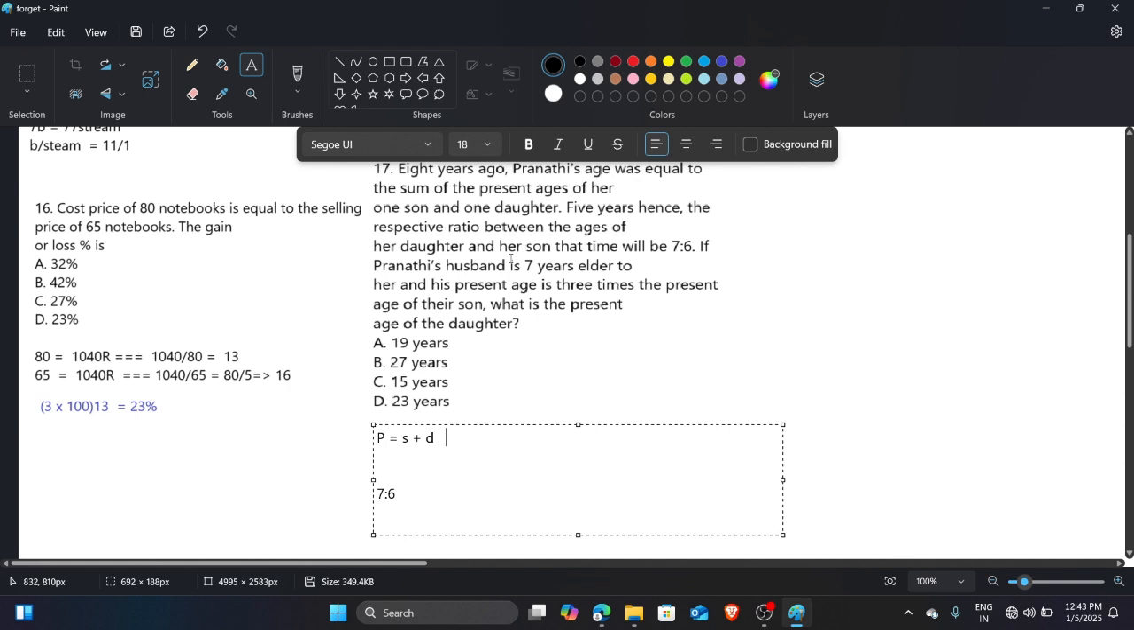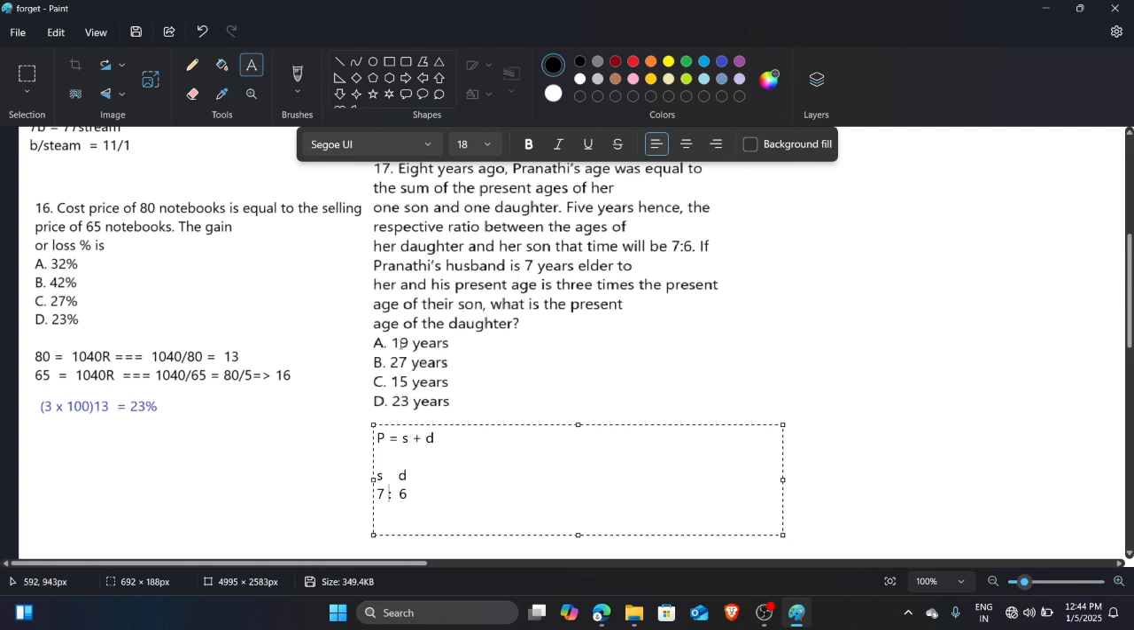5 years from the present age. So the present ages we consider as S and D. The present ages that we considered. And the difference between their ratio is 5, it means 5 years. If Pranathi's husband is 7 years elder to her and his present age is 3 times the present age of their son.